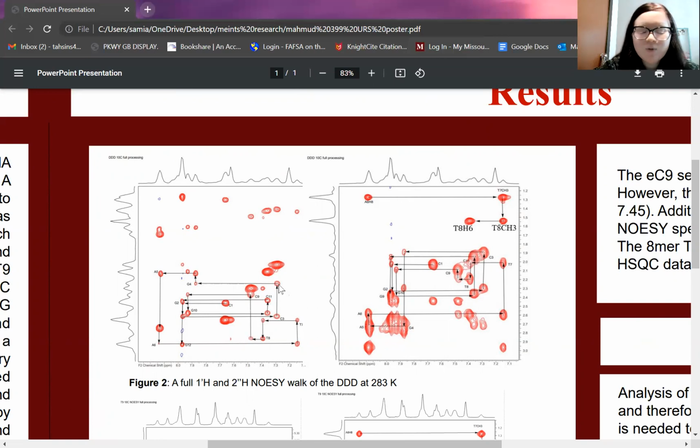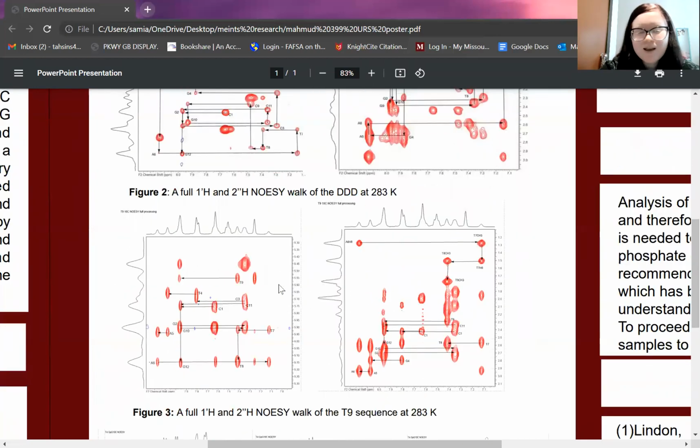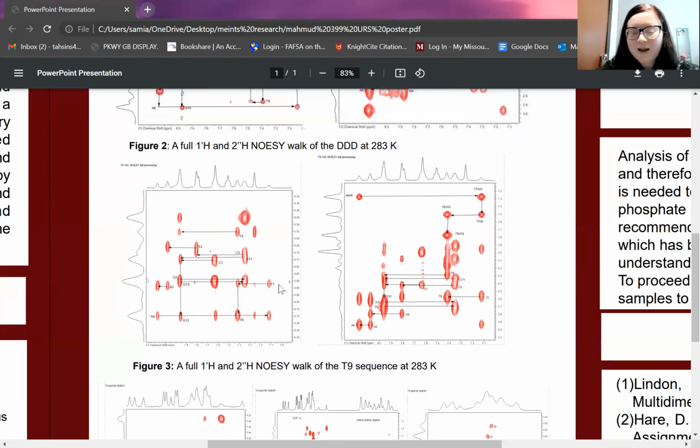So using the knowledge that we gained from the Dickerson dodecamer, we ran another sequence called T9. This was also used as training. This sequence was very similar to the Dickerson dodecamer sequence, except we had a mismatched thymine at the 9th position instead of the cytosine base pair that we had in the Dickerson dodecamer sequence. And here are my data of that.